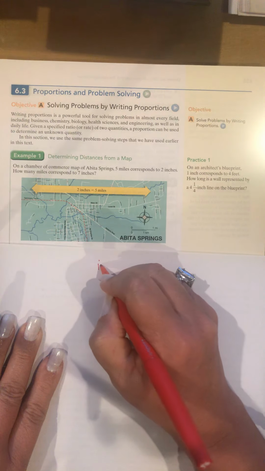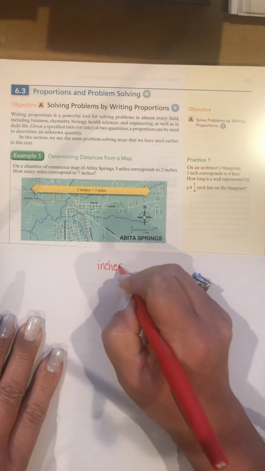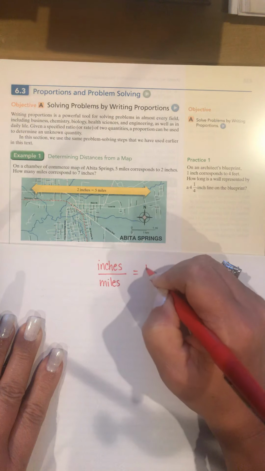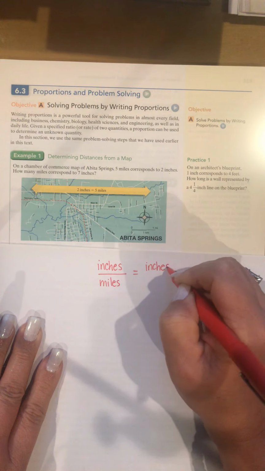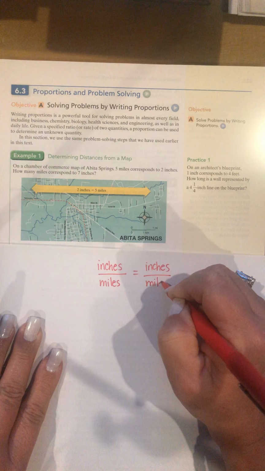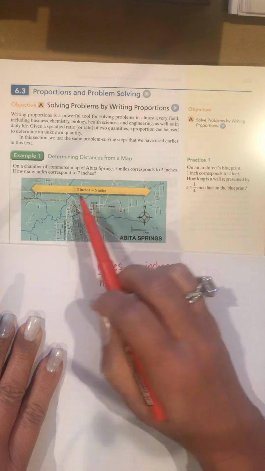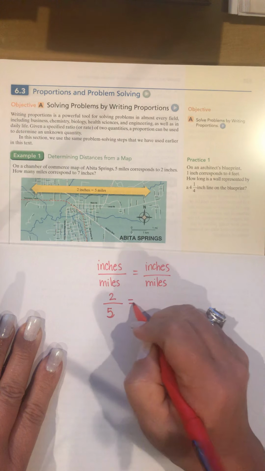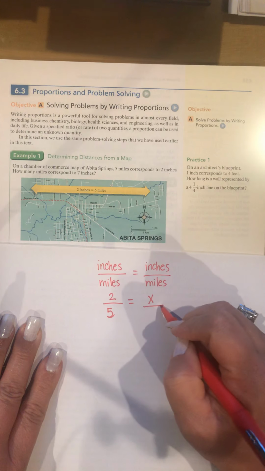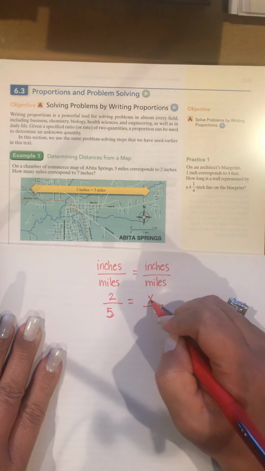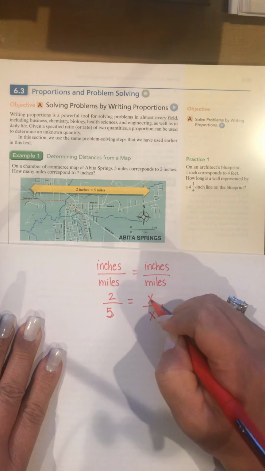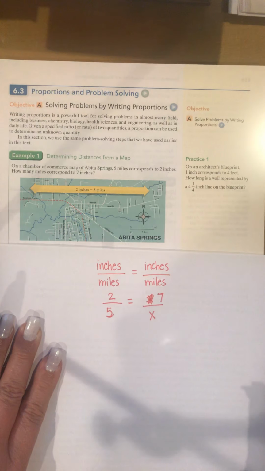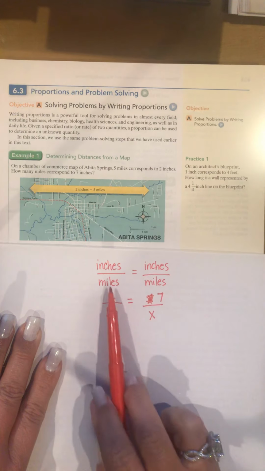So we're comparing inches over miles. Okay, so what's given is 2 inches equals 5 miles. We want to know how many miles is 7 inches. Okay, 7 inches. So again, our inches are on top, miles are on the bottom.